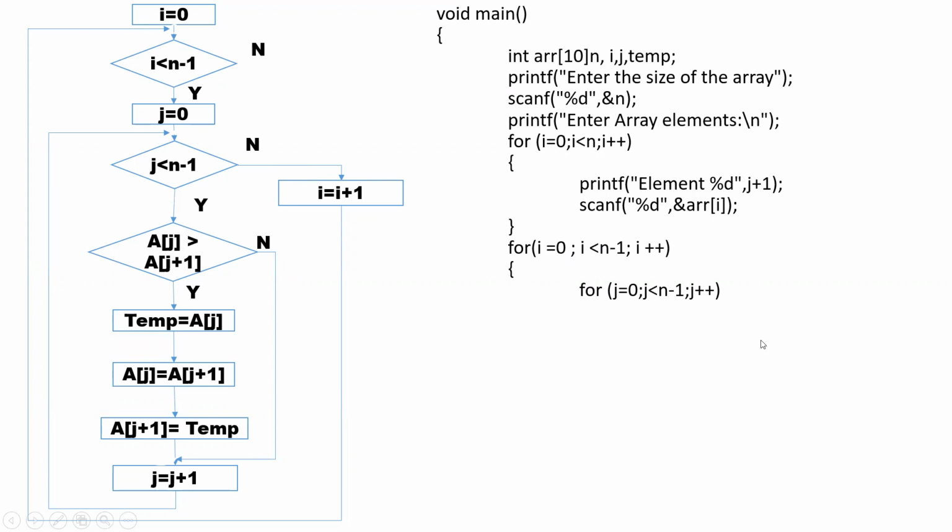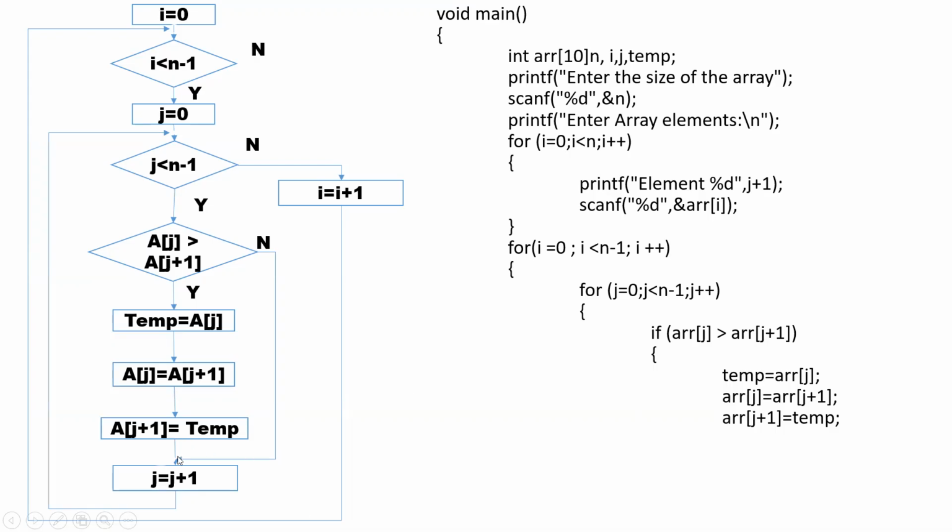So go to the body part. Inside the body part, there is another condition, but this is part of a selection statement. So you can write if ARR of j greater than ARR of j plus 1, then go to the body part. Inside the body part, temp is equal to ARR of j. Next statement, ARR of j equal to ARR of j plus 1. Next it is ARR of j plus 1 is equal to temp.